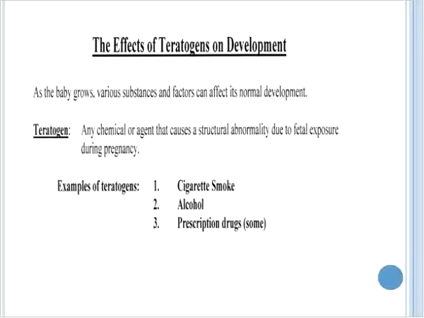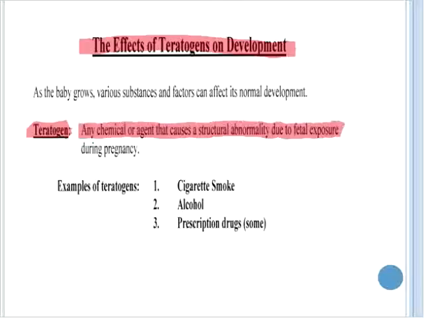There are chemicals which can have an impact on development. These chemicals are known as teratogens. A teratogen is any chemical or agent that causes structural abnormality due to fetal exposure during pregnancy. Some examples include cigarette smoke, alcohol, and various prescription drugs.